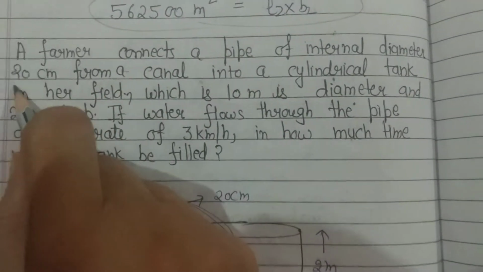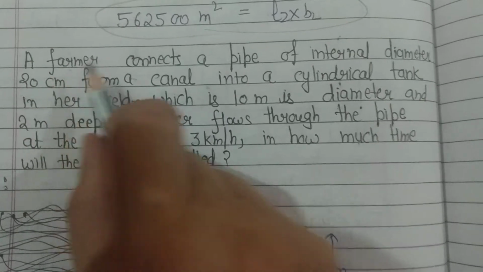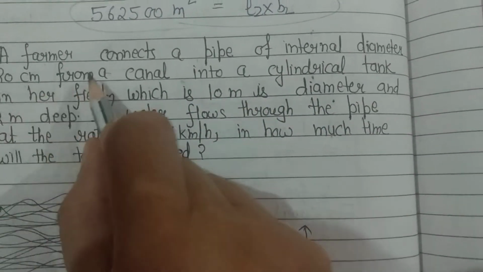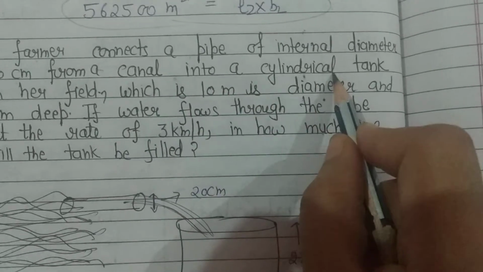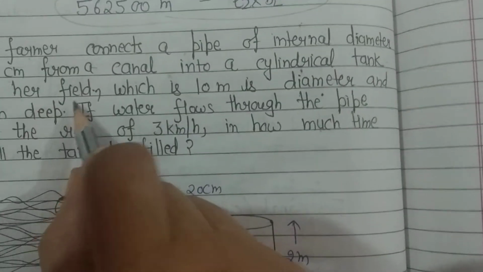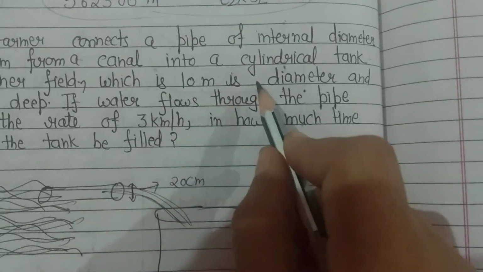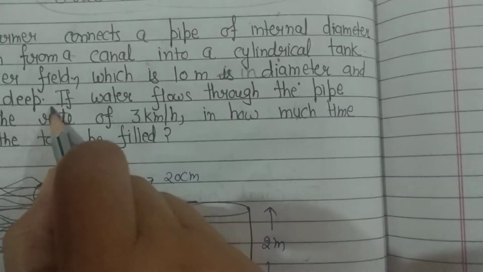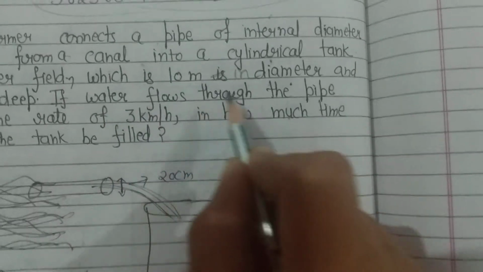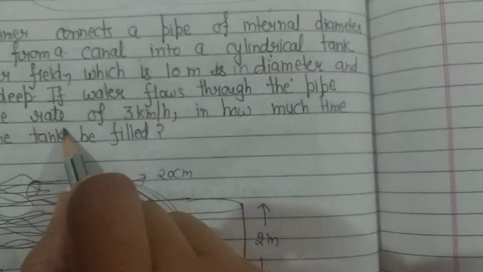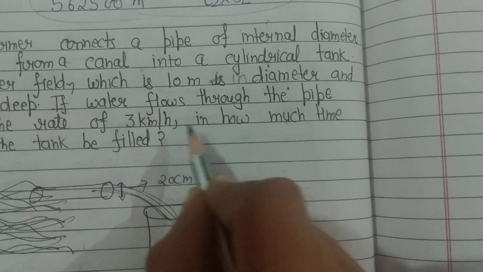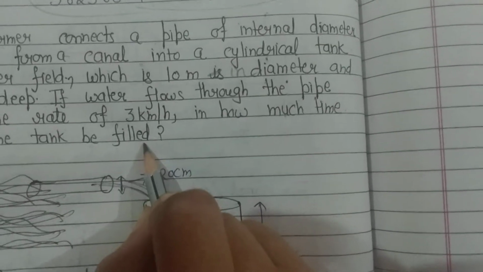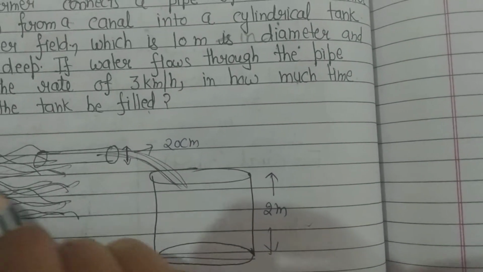Now question number 9. A farmer connects a pipe of internal diameter 20 centimeter from a canal into a cylindrical tank in her field, which is 10 meter in diameter and 2 meter deep. If the water flows through the pipe at the rate of 3 km per hour, in how much time will the tank be filled? Now, this is the canal.